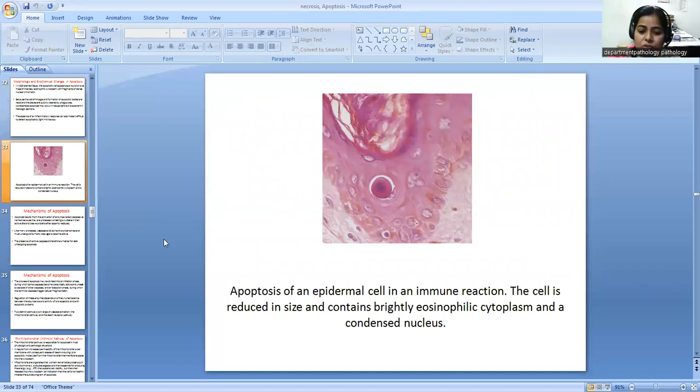This is an apoptosis of an epidermal cell by immune reaction. The cell is reduced in size and contains brightly eosinophilic cytoplasm and a condensed nucleus.